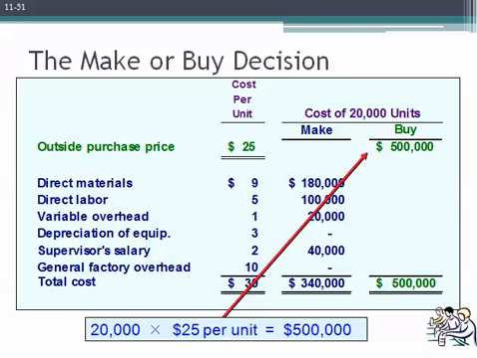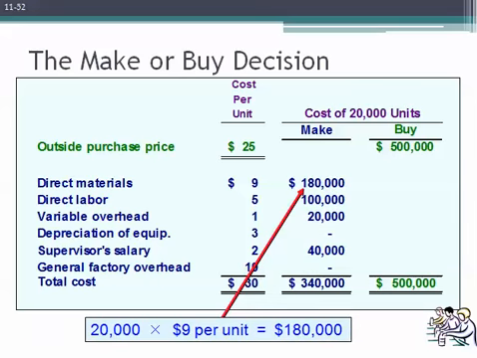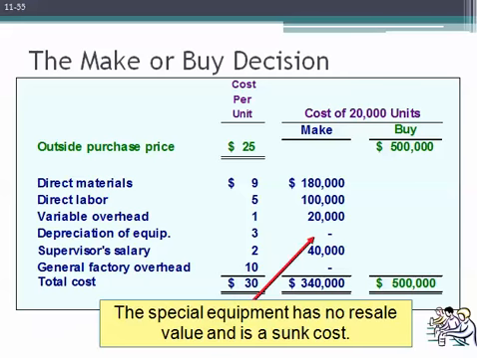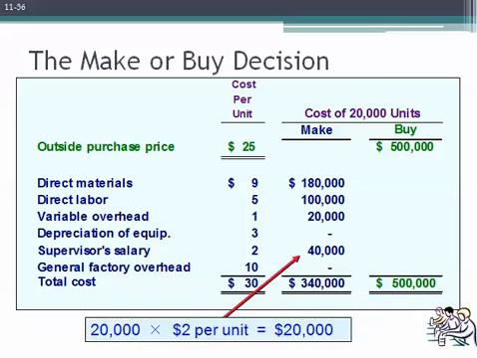The cost of buying the part externally is $500,000. That's 20,000 units times the purchase price of $25 per unit. If we make the part, we'll incur $180,000 in direct materials. That's 20,000 units times $9 per unit. We'll incur $100,000 in direct labor cost, $20,000 in variable overhead. Our depreciation on our equipment, since it has no resale value and is a sunk cost, is not relevant to our decision. The supervisor's salary will be $40,000, and that's 20,000 units times $2 per unit.